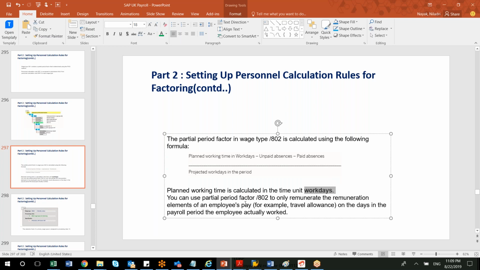Also here you can see you can use the partial period factor to remunerate the remuneration elements of an employee's pay, like if you are paying some travel allowance depending upon your payroll period. So that scenario can also be handled as 802. So from an understanding point of view, I have given two examples.